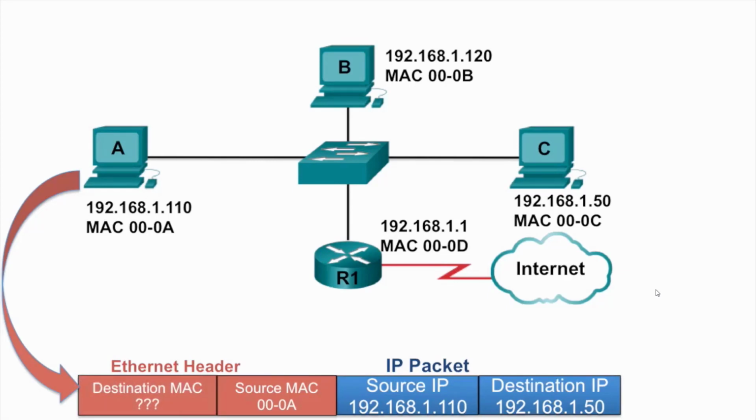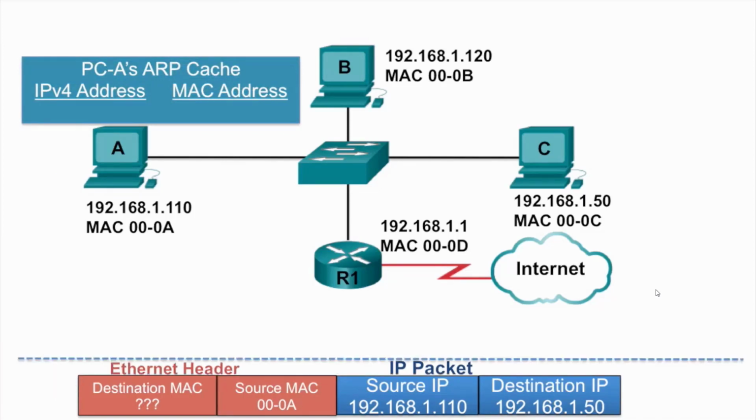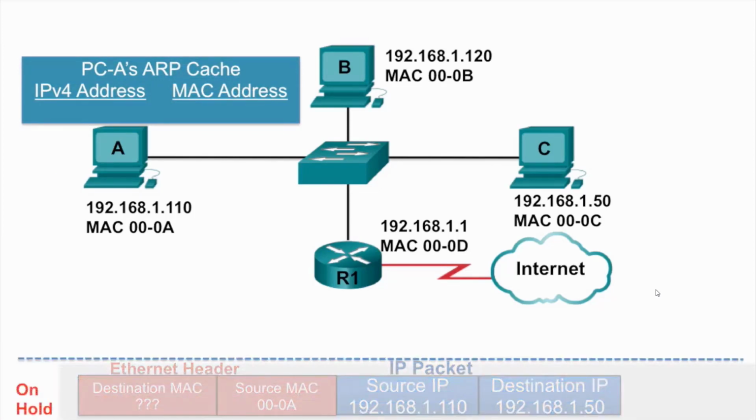Because the source and destination IP addresses are on the same network, the destination MAC address will be that of the destination IP address of PCC at 192.168.1.50. So PCA checks its ARP cache for the IP address 192.168.1.50. Because it is not in its ARP cache, it will put the packet on hold and create an ARP request.